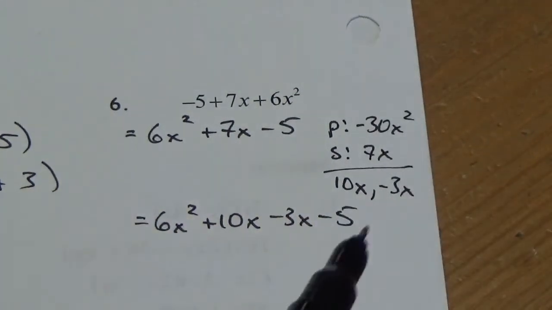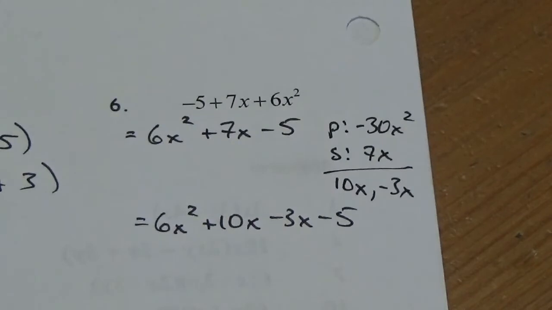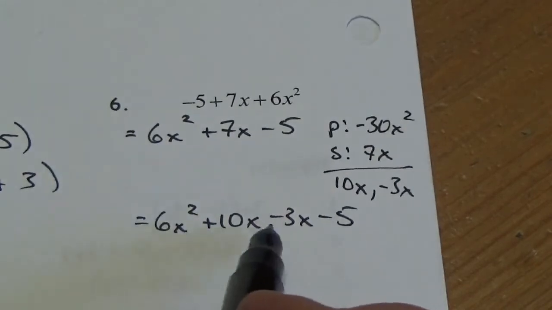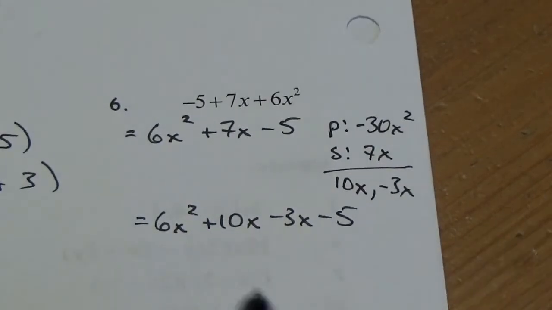Now I often get asked, does it matter what order you put those terms in, the 10x and the negative 3x? And the answer is no. If you put this in a different order, you're going to get the order of your binomials in a slightly different order, but that's okay because order doesn't matter for multiplication, so it's fine.